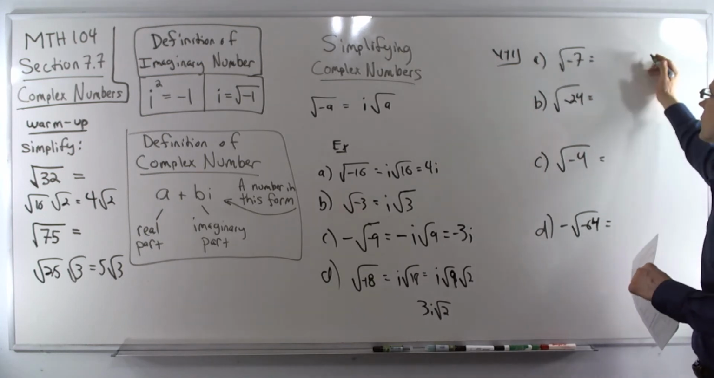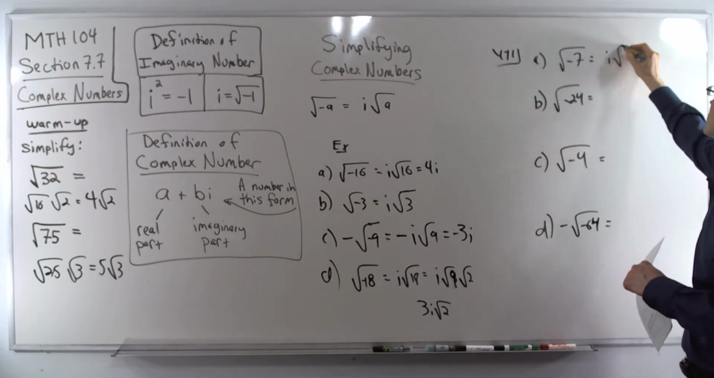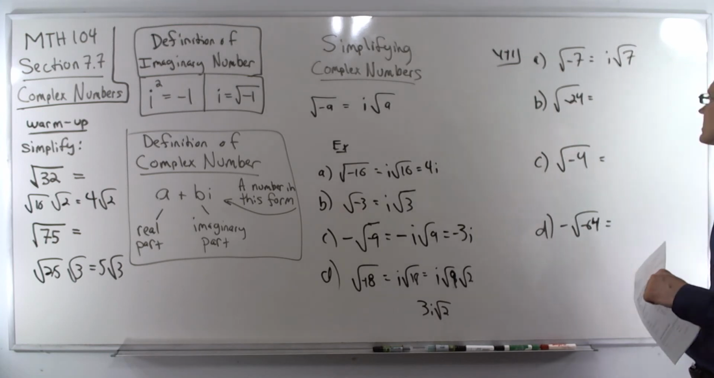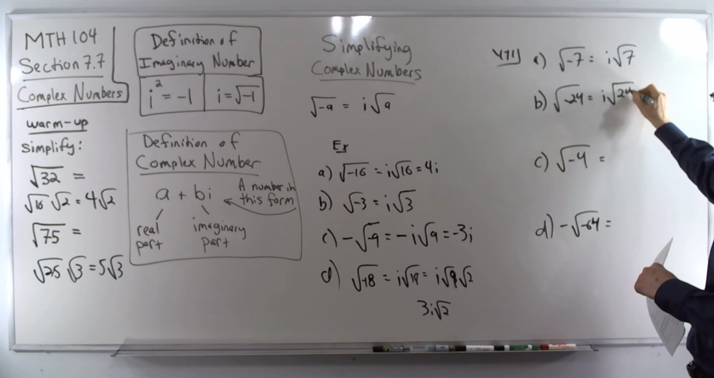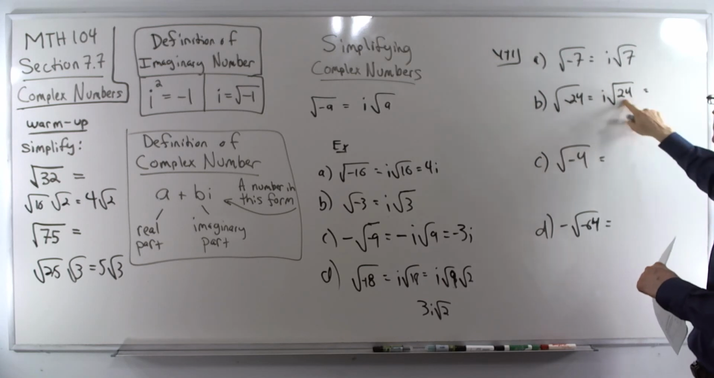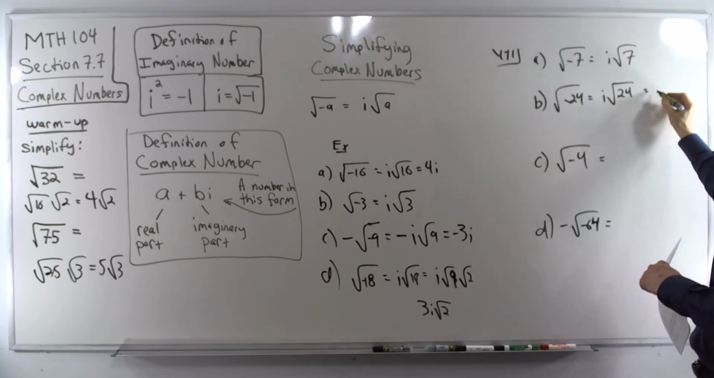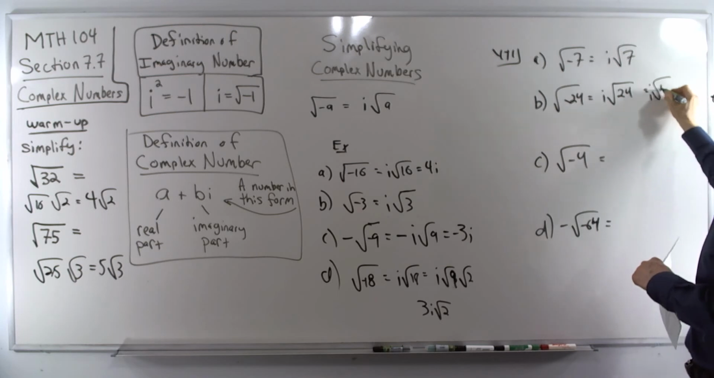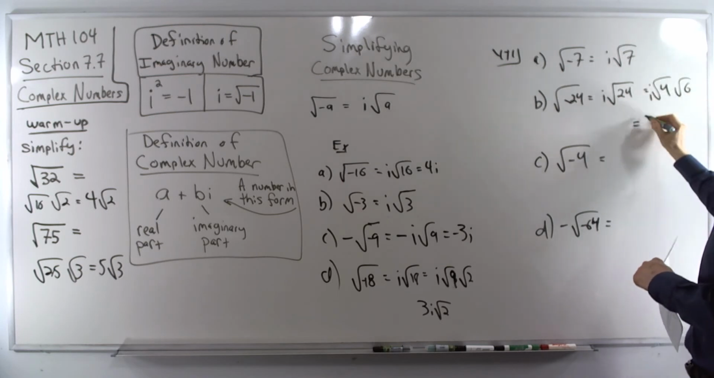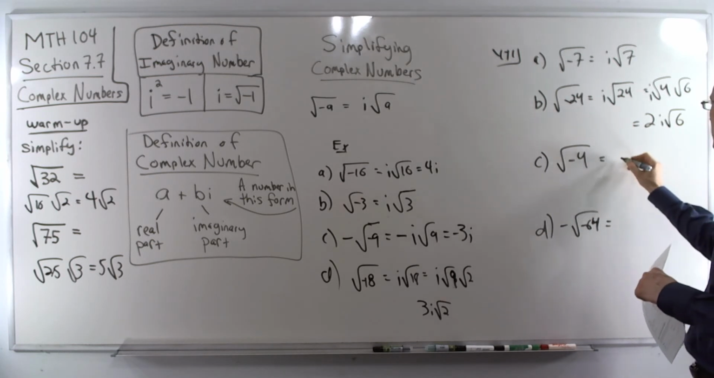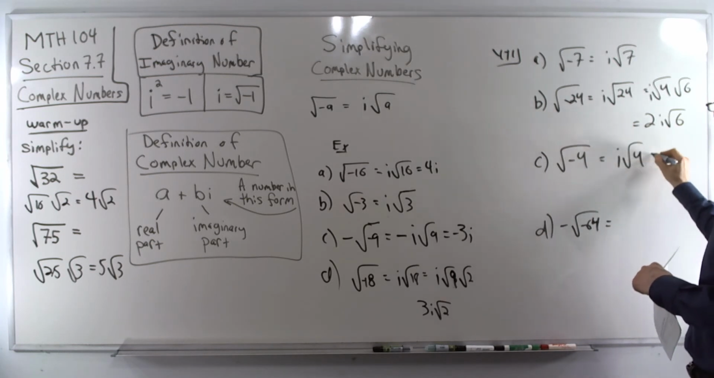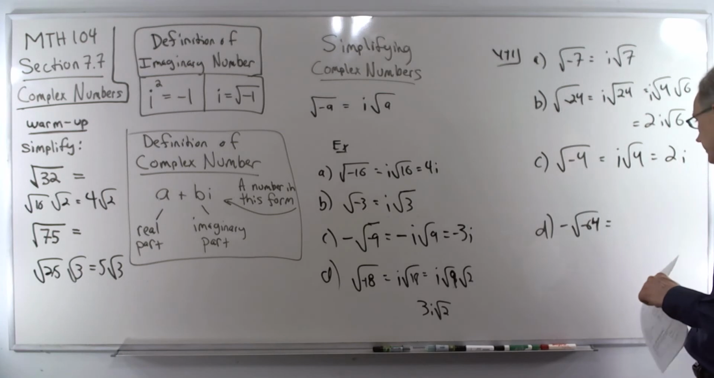First one, square root of -7. Just use the property and we're done. Cannot be simplified. Here, we get i times the square root of 24. Now this can be broken up into 4 times 6. So this can be i times the square root of 4 times the square root of 6, which equals 2i square root of 6. All right, this one, we got i times the square root of 4, which is 2i.